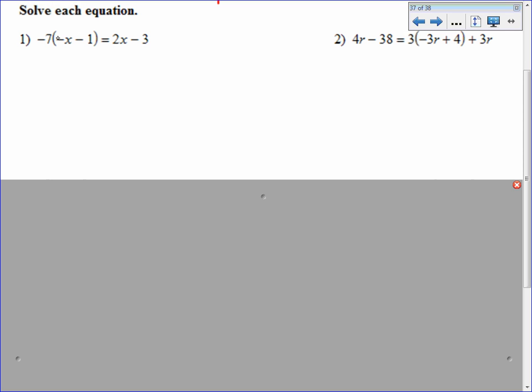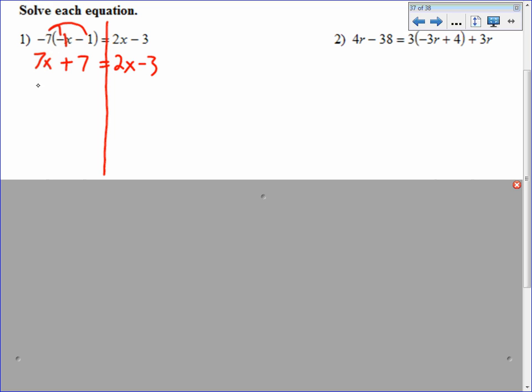Negative 7 times the quantity negative x minus 1 equals 2x minus 3. Okay? So the first thing we need to do, just like before, is the distributive property. We're going to take negative 7 times negative 1x and get positive 7x. Negative 7 times negative 1 and get positive 7. And then we're going to bring this side straight down.